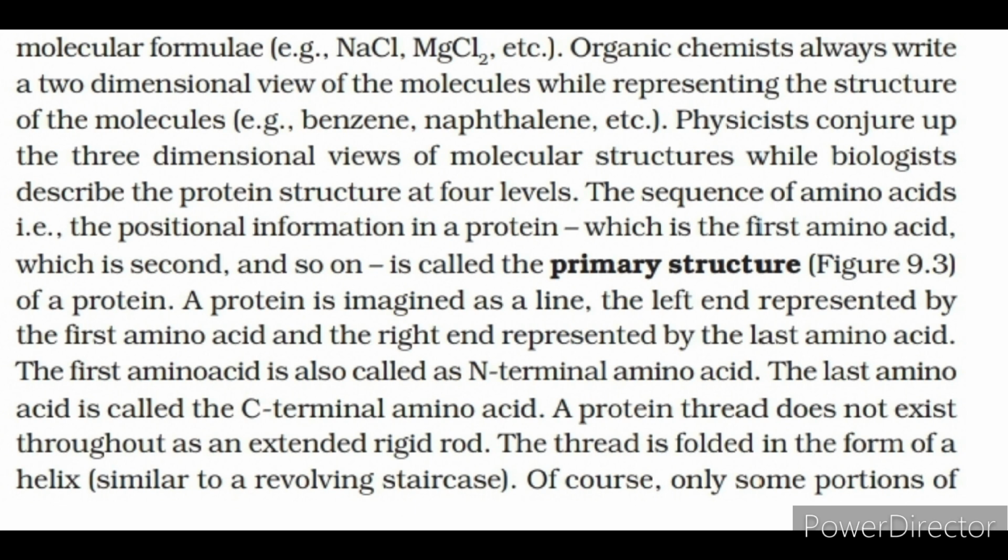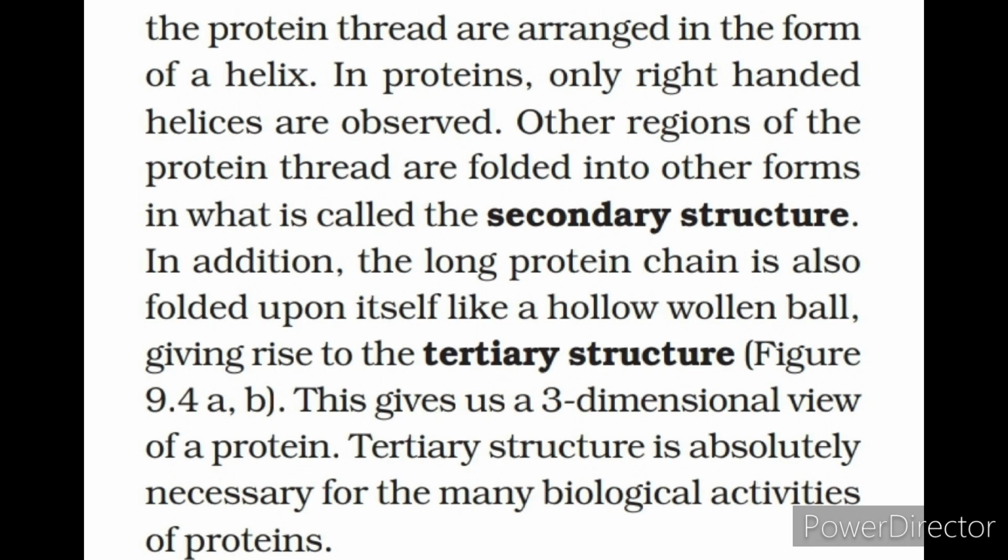A protein thread does not exist throughout as an extended rigid rod. The thread is folded in the form of a helix, similar to a revolving staircase. Of course, only some portions of the protein thread are arranged in the form of a helix. In proteins, only right-handed helices are observed. Other regions of the protein thread are folded into other forms in what is called the secondary structure. In addition, the long protein chain is also folded upon itself like a hollow woolen ball, giving rise to the tertiary structure. This gives us a three-dimensional view of a protein. Tertiary structure is absolutely necessary for the many biological activities of proteins.